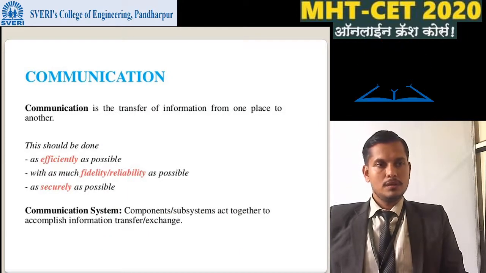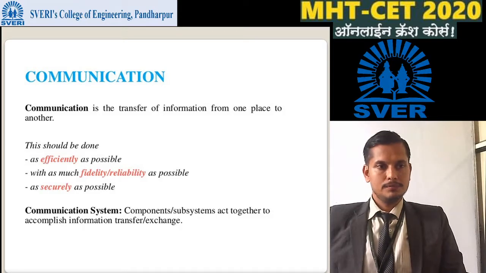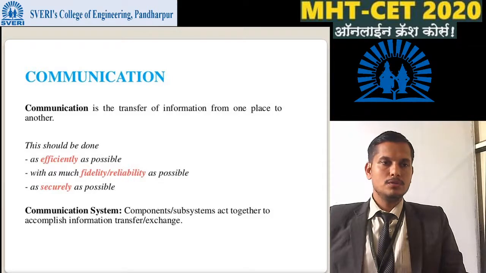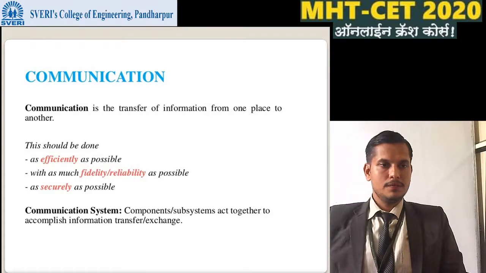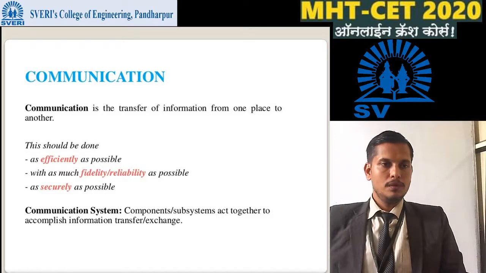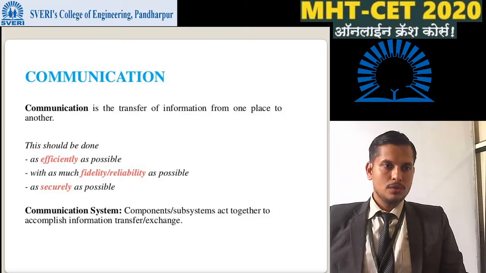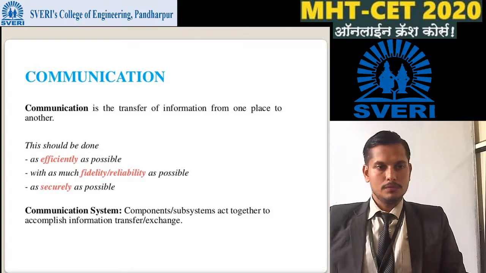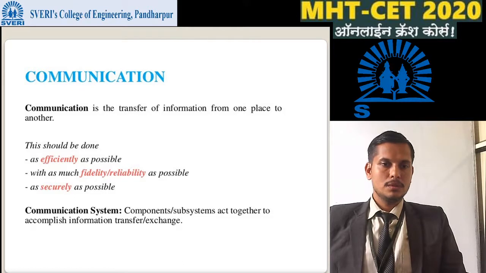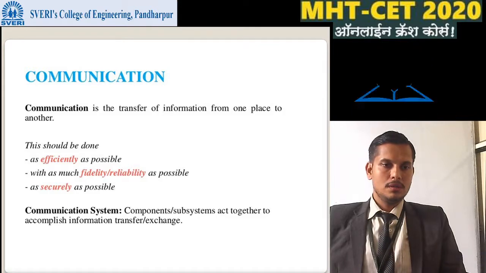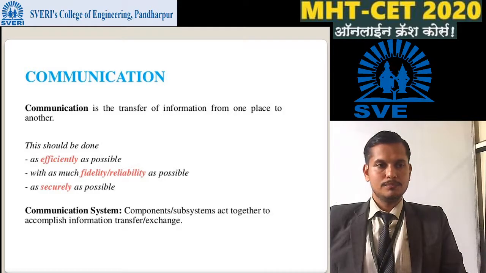So we start with the definition: what is meant by communication? Communication is the transfer of information from one place to another. This should be done as efficiently as possible, with as much fidelity and reliability as possible, and as securely as possible. In a communication system, components and subsystems act together to accomplish information transfer or exchange.